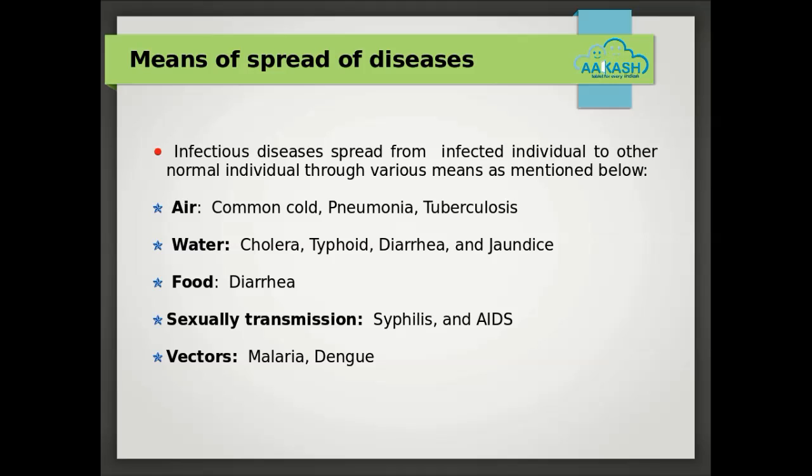Fourth, sexually transmitted diseases. These spread through the pathogens transmitted by sexual contact from one person to another. Example, syphilis and AIDS. Fifth, some diseases are spread by vectors like malaria and dengue. Many animals carry infecting agents from infected person to another potential host. These animals act as an intermediate and are called vectors.